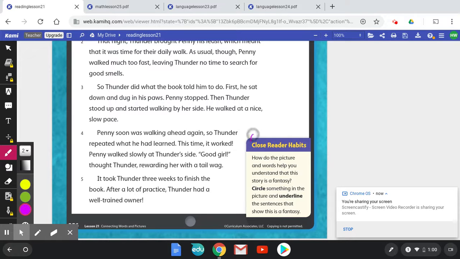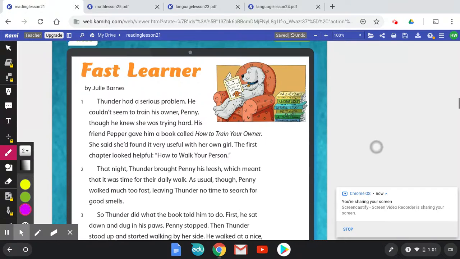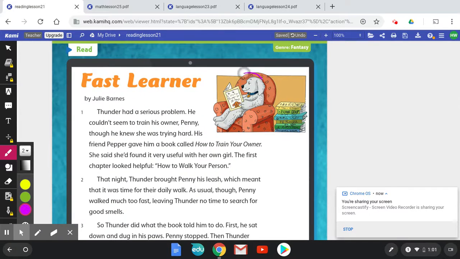And this little box right here says, how do the picture and words help you understand that this story is a fantasy? Circle something in the picture and underline the sentences that show this is a fantasy. Well, the one thing that stands out to me, hey, the dog is sitting there reading a book. And then here it says that he couldn't seem to train his owner. And then he got a book. Pepper gave him a book called How to Train Your Owner.